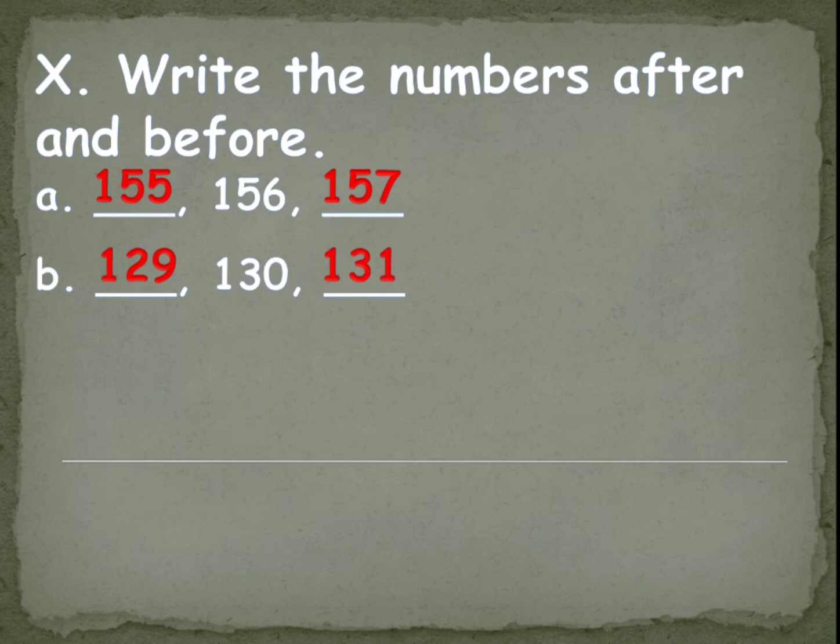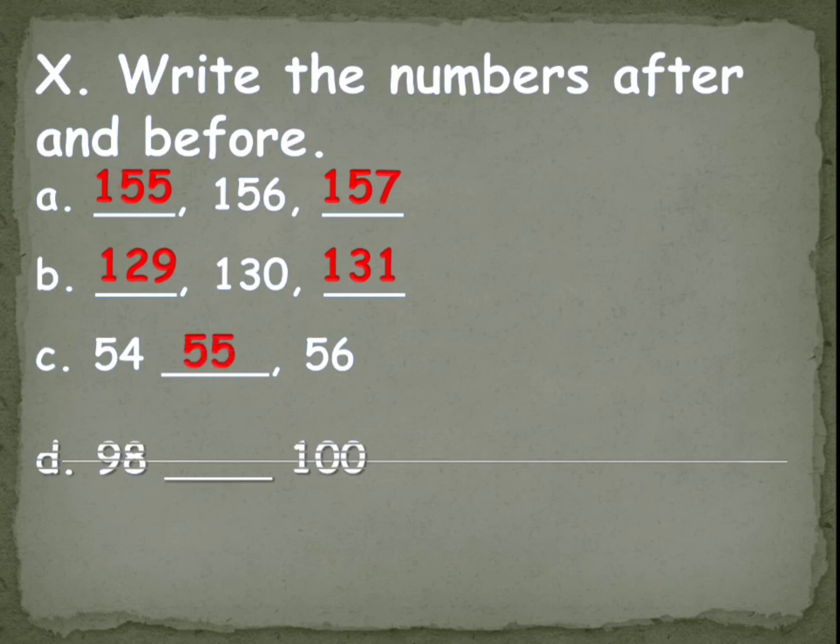You already know this, children, isn't it? So you'll be writing the after and before numbers, and also the between number. Here, 54 dash 56. So in between what you will get is 55, isn't it? So you'll write 55. Let's see another one: 98 dash 100. So 98, 99, 100. In between you'll get 99. So in this way you need to write the before number, after number, and also between numbers. This is your 10th one.